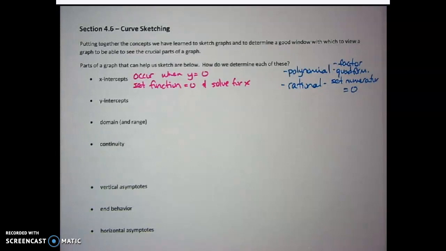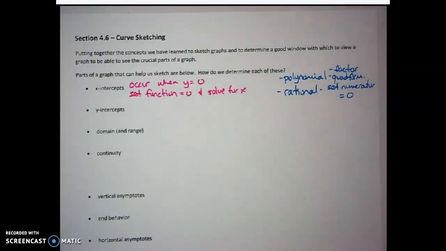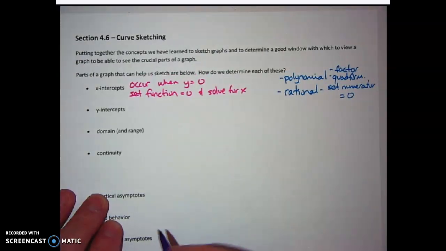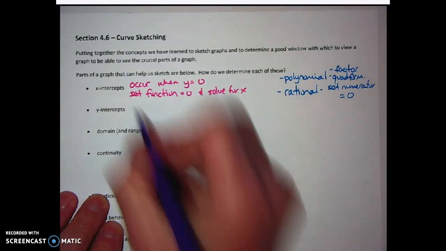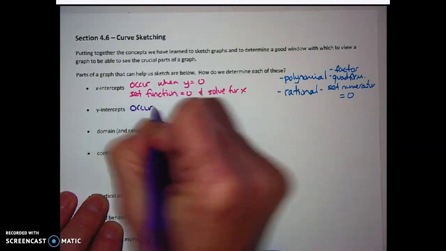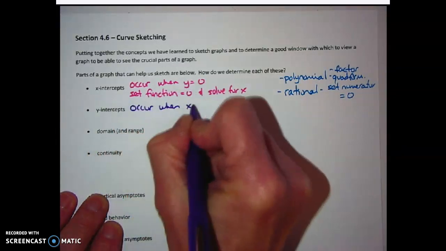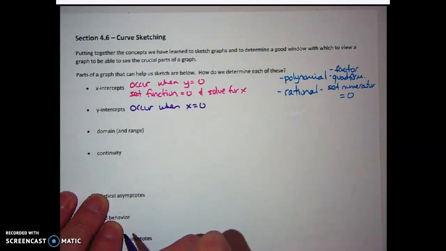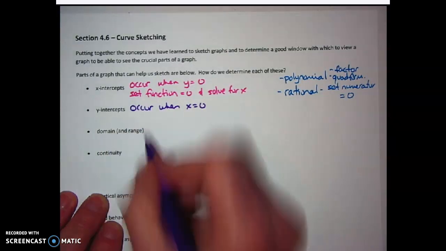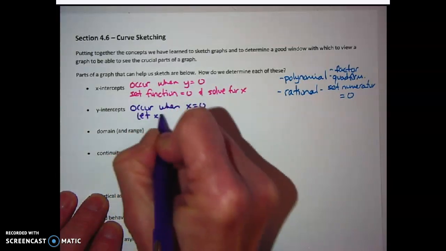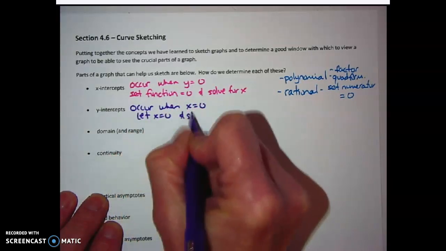All right, let's move on to y-intercepts. How do you find y-intercepts? Well, if you think about y-intercepts, that's where it crosses the y-axis, so my x-coordinate is 0. These are a lot easier usually, because these occur when x equals 0. So since a lot of times you have explicit functions written y equals, you're just going to let x equal 0 and simplify it.